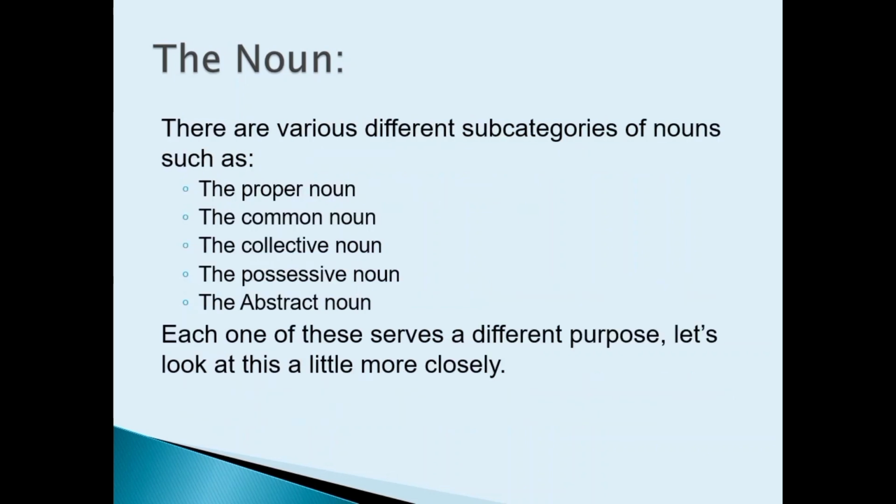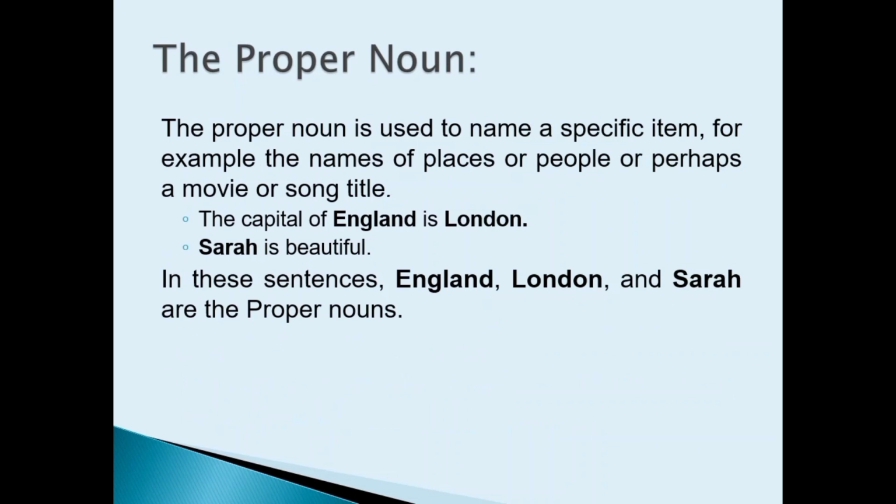There are various different subcategories of nouns such as the proper noun, the common noun, the collective noun, the possessive noun, and the abstract noun. Each one of these serves a different purpose. Let's look at this a little more closely. The proper noun is used to name a specific item, for example the names of places or people, or perhaps a movie or song title.